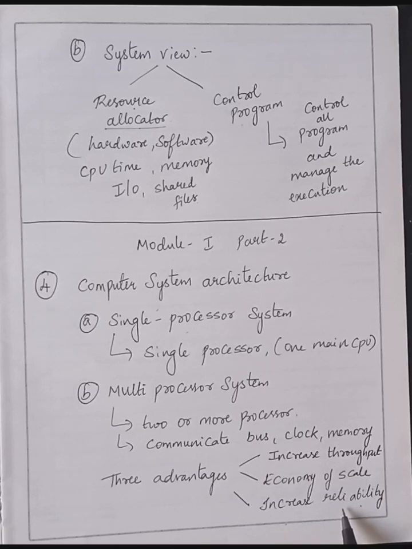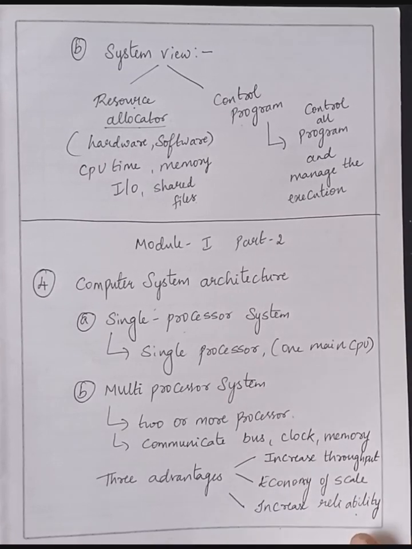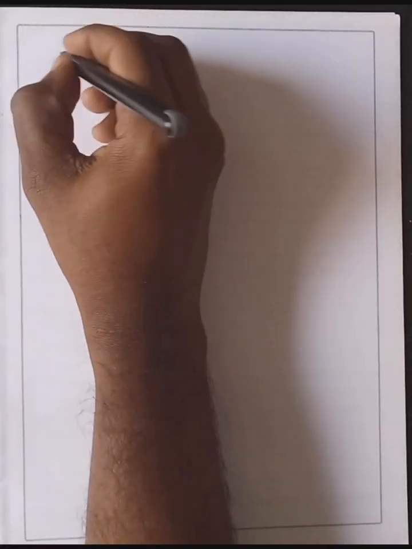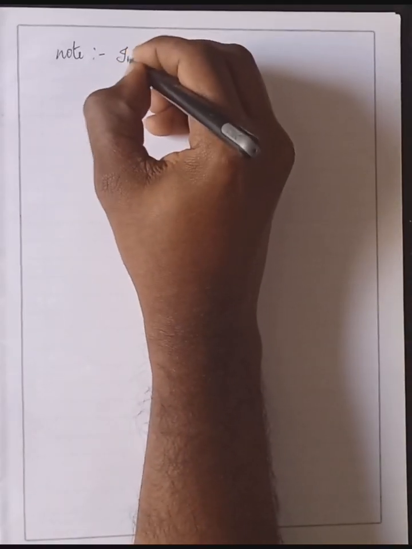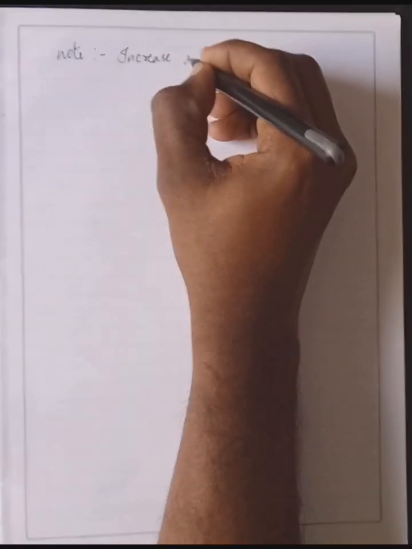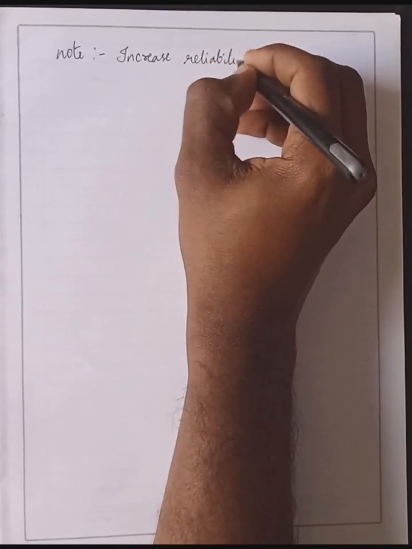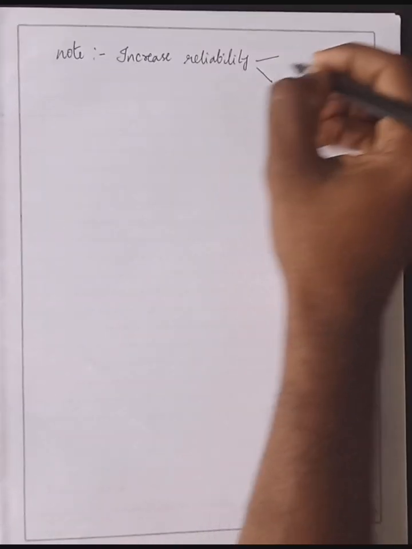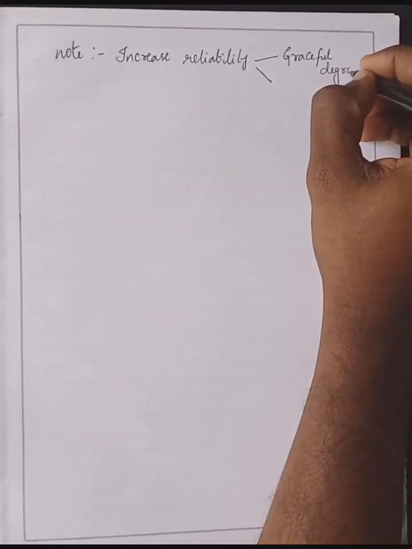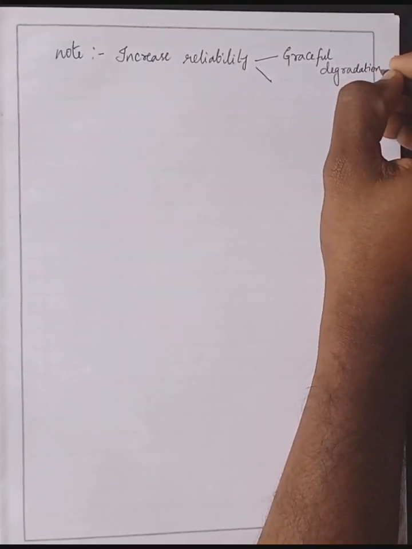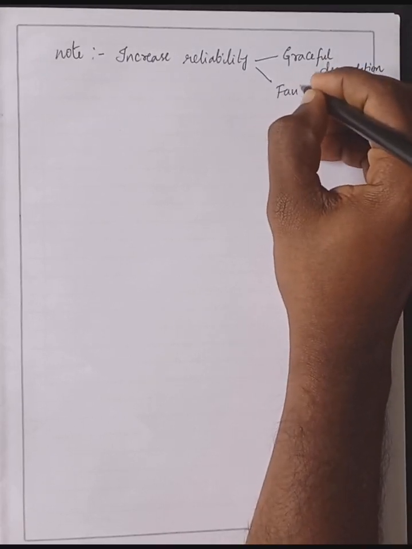Again, for increased reliability, there are two techniques by which it improves the overall working condition. This is just a note: whenever you are writing the answer, you can include these two things for elaborating. Increased reliability can be achieved with two techniques. One is graceful degradation. Another one is fault tolerance.